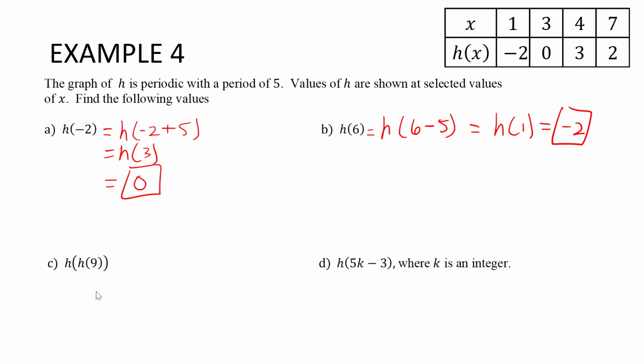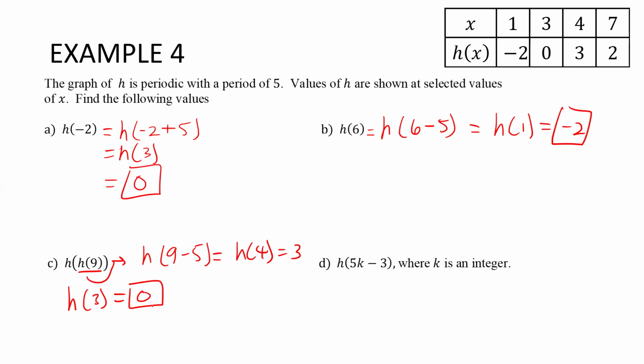Now, this one is a composition. So we have to first figure out what h of 9 is. Does that make sense? So we're going to do h of 9. H of 9 is off my table, right? So in order to do that, I'm going to have to do what? Subtract. So for h of 9, we're replacing it with 9 minus 5. And 9 minus 5 is 4. So h of 4 equals what? Equals 3. So now we're substituting that in, and we're now actually looking for h of 3. H of 3 equals 0. So our final output is 0.